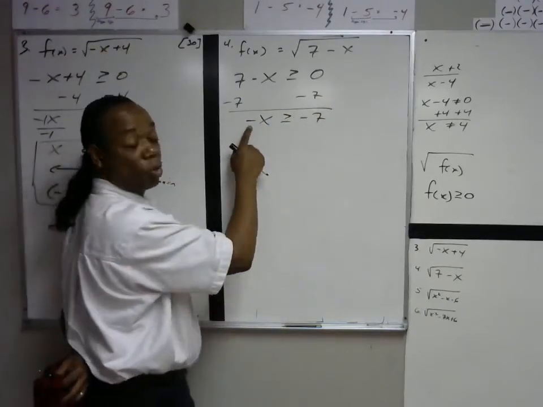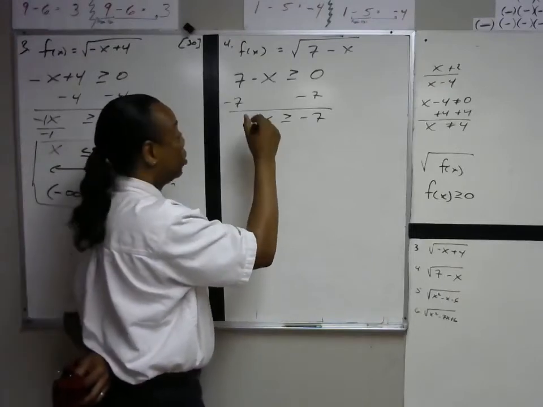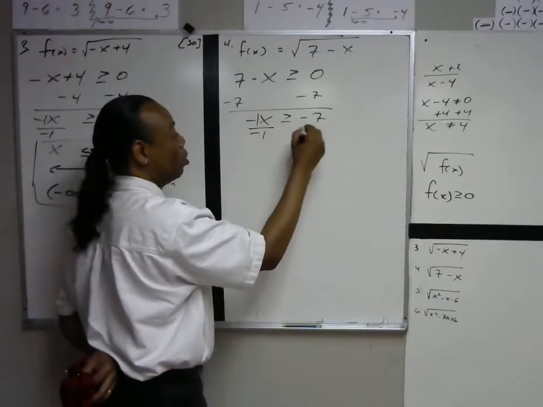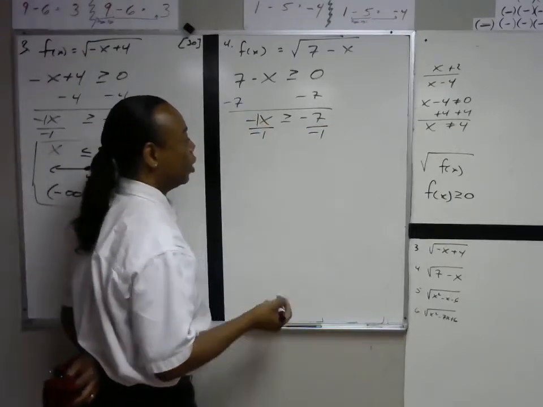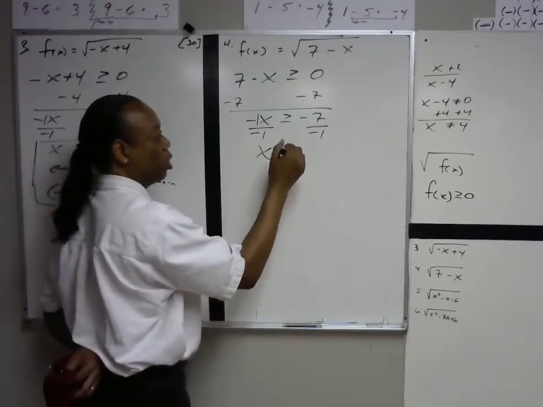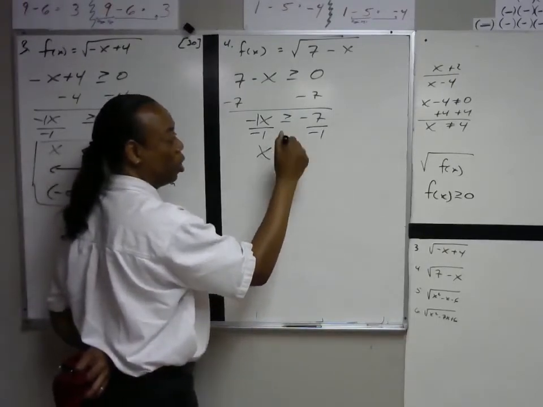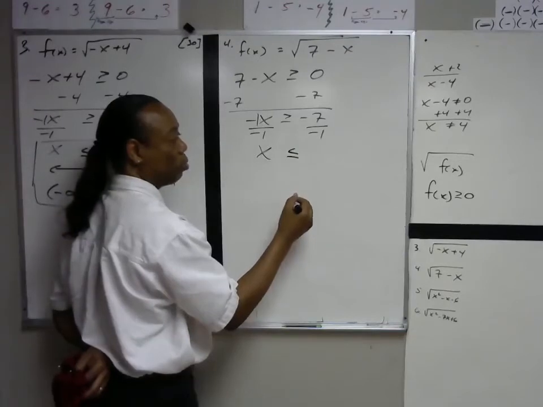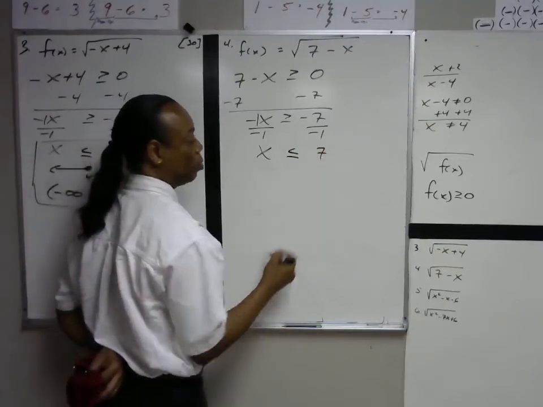Again, this negative x we'll treat as a negative 1x. So if we divide by negative 1, as a result, we'll get x, and there's a sign change here: instead of greater than, it becomes a less than sign, and a positive 7.